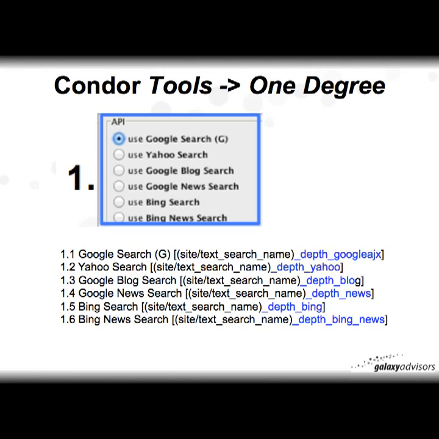Another important thing to know is when you're using one of the search tools, the search site or text name is going to have a suffix appended to it in the database. So if you use Google search, you're going to have _depth_Google AJX appended to that. If you use the Yahoo search, you're going to have _depth_Yahoo appended, and so on. So just so that you know later on when you go look at your databases, you can recall what search tool was used.